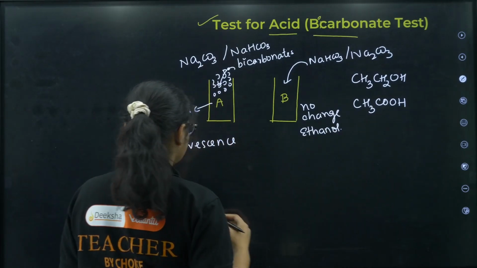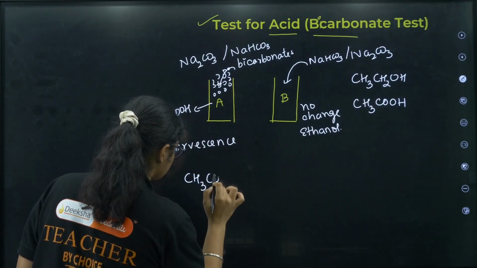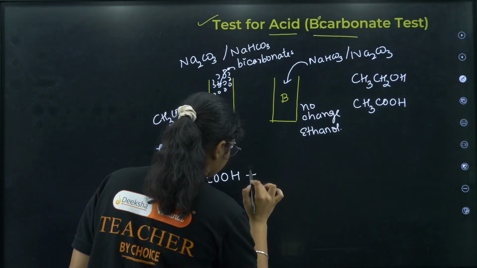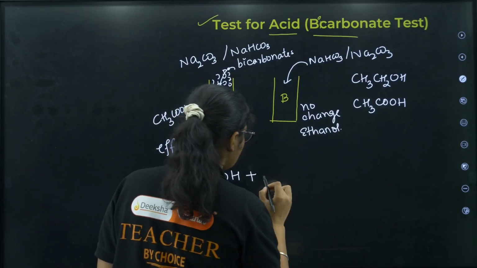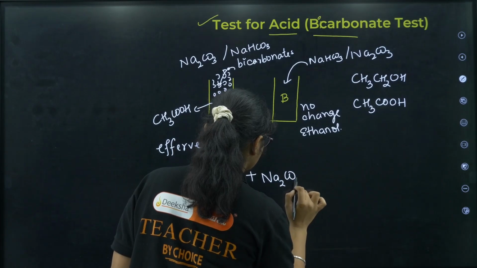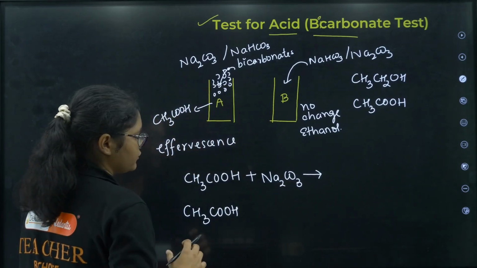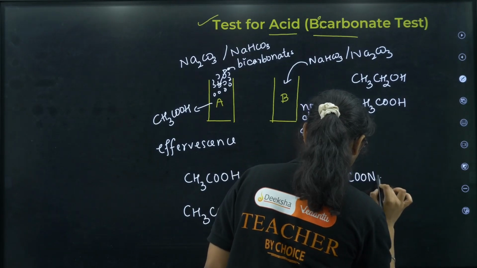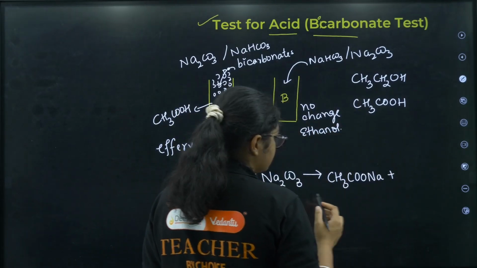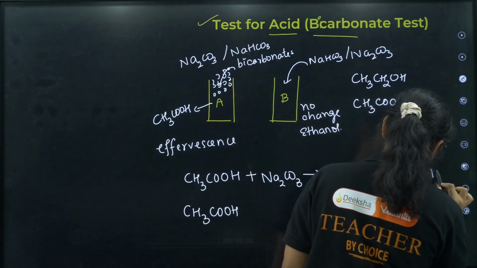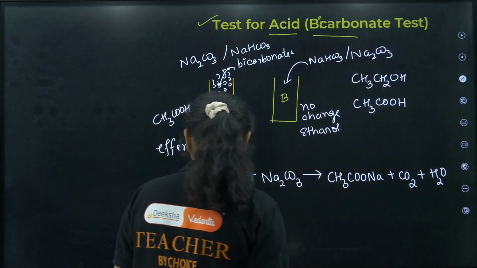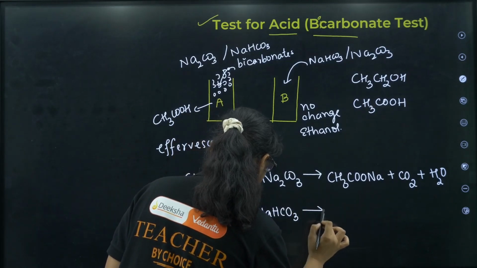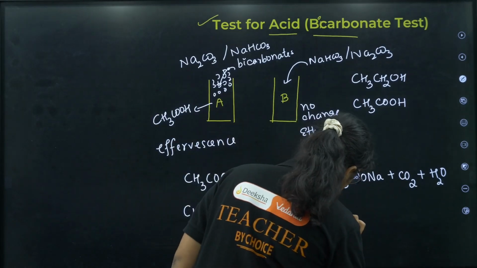So what is the reaction here? CH3COOH will react with both sodium carbonate and sodium bicarbonate. If it reacts with Na2CO3, what will we get? First we will get salt, that is CH3COONa. Then in another you will get CO2, and then in another you will get H2O. Now if you have NaHCO3, sodium bicarbonate, then what will you get?